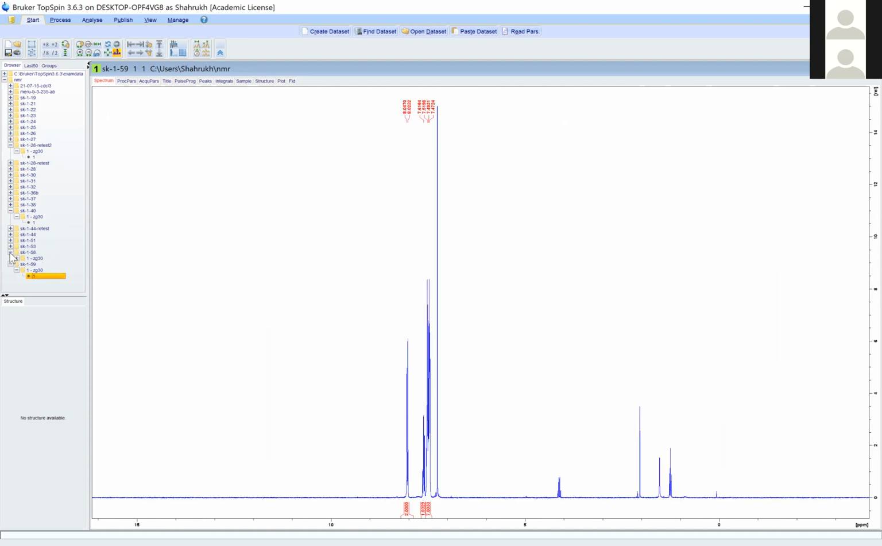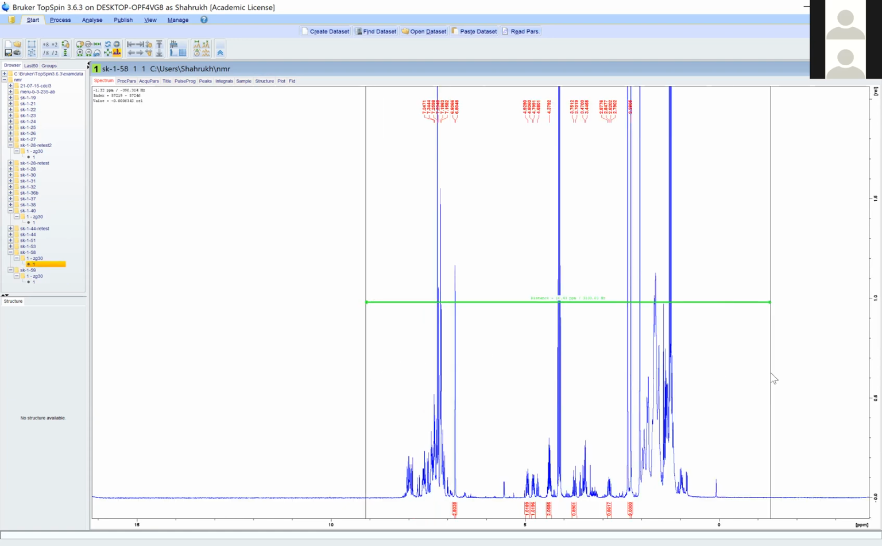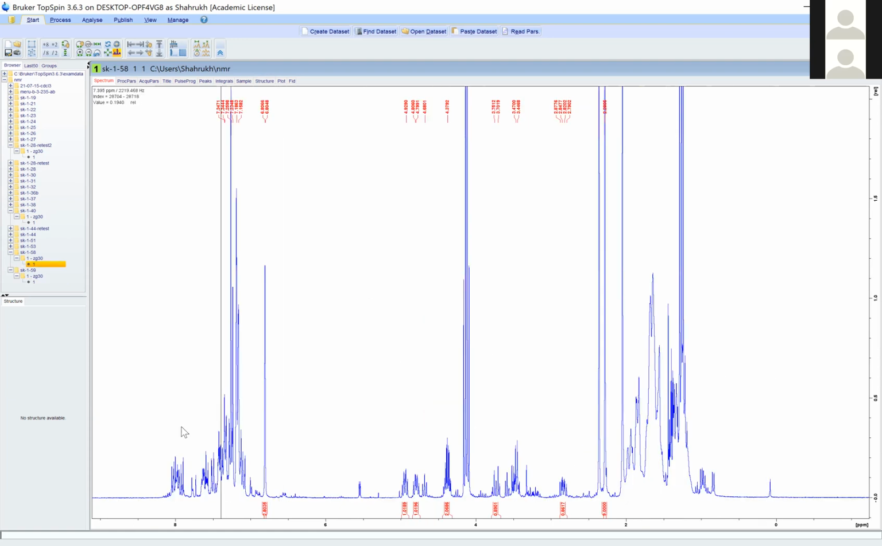Actually, no, that one's not crude. That's an isolated one I have as well. So this is another crude. Look how nasty this is, right? There's just so much garbage here. But the thing is, despite that, I was still able to find certain protons.